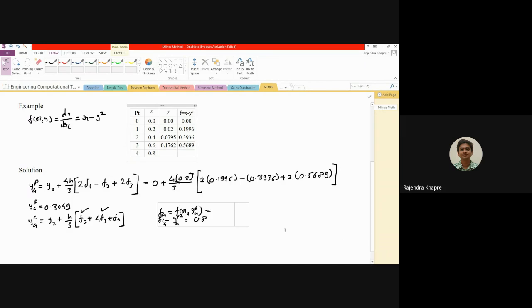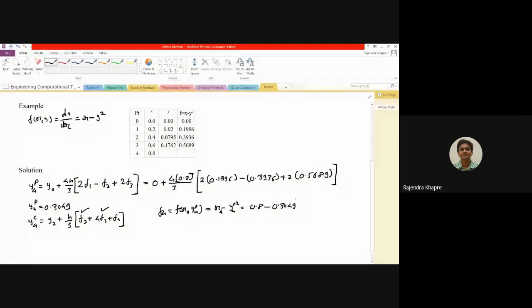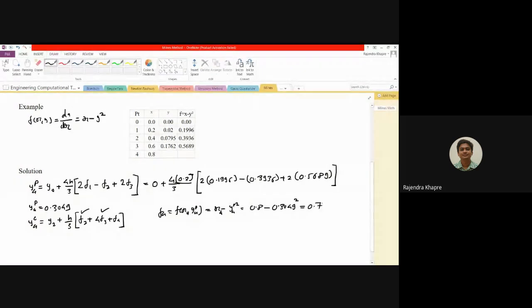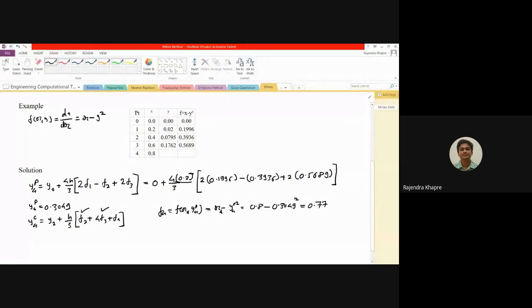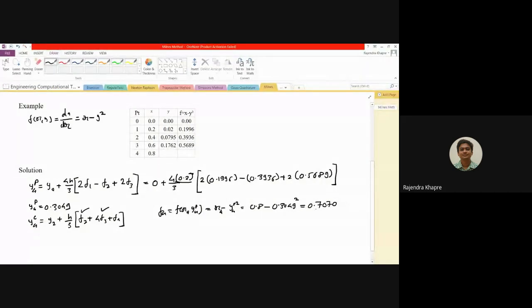I think I have made some mistake. Let me do it one more time. So this is the fourth point, this is 0.8. So here this will be 0.8 minus the predicted value 0.3049 squared. So how much is this? F of 4 is 0.7070. So this is the value of f4.